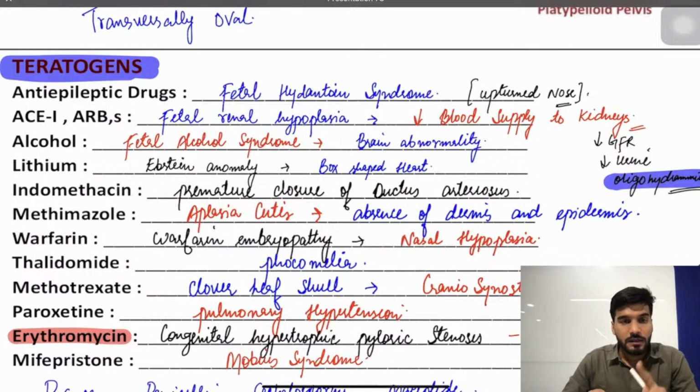Is that okay? Then thalidomide causes phocomelia. Methotrexate causes clover leaf skull, craniosynostosis. Paroxetine will cause pulmonary hypertension. Erythromycin will cause congenital hypertrophic pyloric stenosis. Mifepristone will cause Mobius syndrome. And remember the antibiotics that are safe: usually penicillin, cephalosporins, and macrolides. Which macrolide you will not give, children? Sir, we will not give erythromycin.